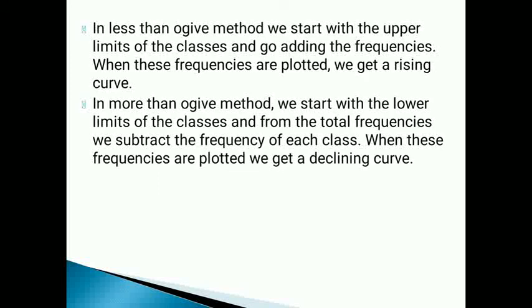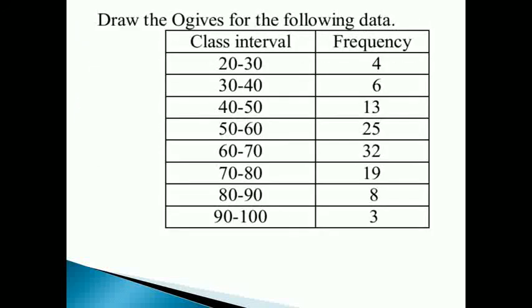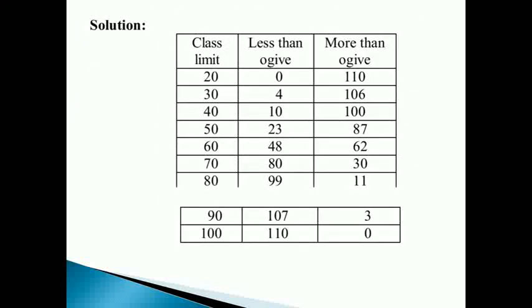Check this. In the less than ogive method, we have to start with the upper limits of the classes and go on adding the frequency. When these frequencies are plotted, we get a rising curve. And in the more than ogive method, we start with the lower limits of the classes, and from the total frequency, we have to subtract the frequency of each class. After following this instruction, we can easily find out the values of less than and more than ogive. Okay.